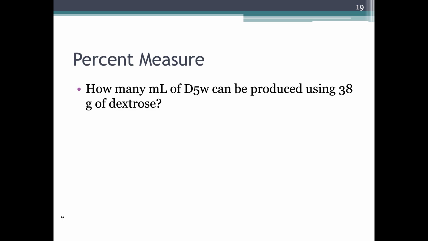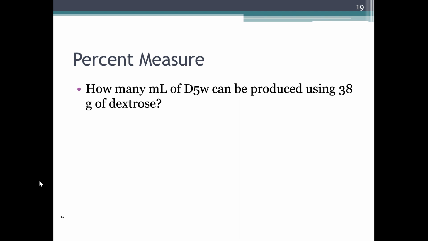In this video, we are going to look at a problem that asks us how many milliliters instead of how many grams. We're going to set this problem up similar to other percent measure problems. As I read the problem, how many milliliters of D5W can be produced using 38 grams of dextrose?